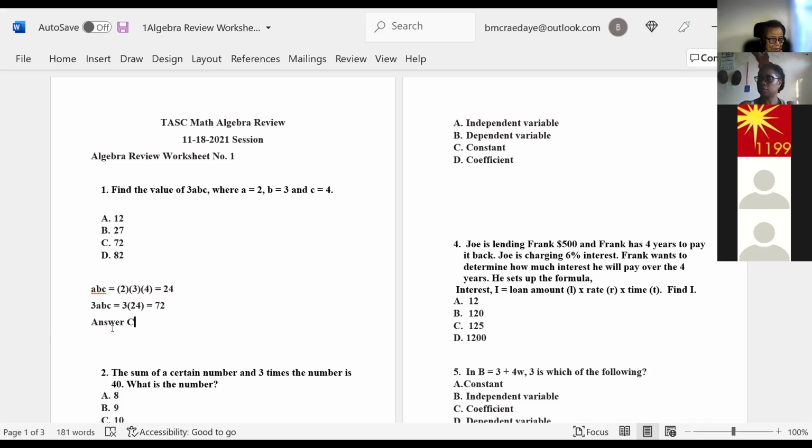Substitution of the variable A, B, and C. Put those numbers in for the variable, then multiply the results by 3 and you get 72. Questions? Okay, so you see you got that one. All right, let's look at number 2.